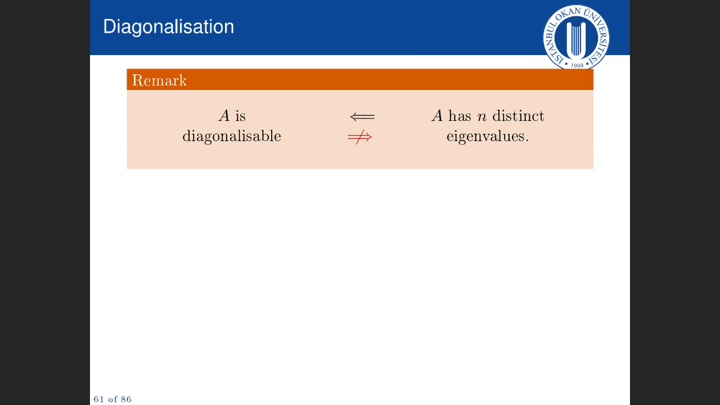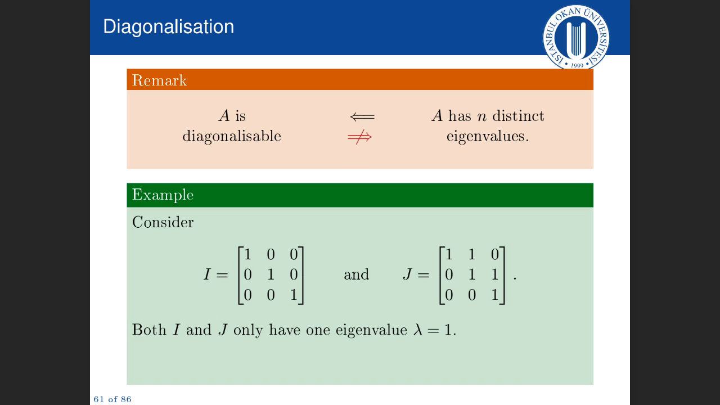Let me remark that if A has n distinct eigenvalues, then we know that A is diagonalizable. But the converse is not true. It's not true that every diagonalizable matrix has n distinct eigenvalues. For example, consider the matrices I and J written here. I'll leave it for you.